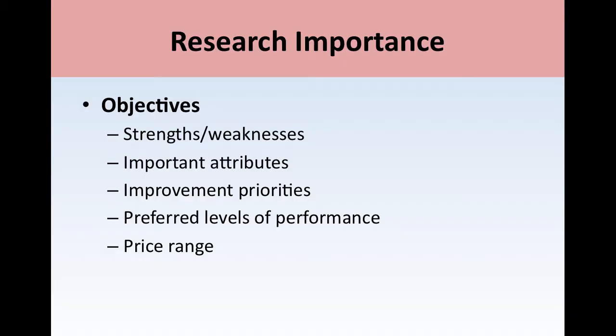Alright, so the research importance here, we have several objectives. We're trying to find the strengths and weaknesses that we're performing right now with the coupons, the important attributes of various coupons, where our improvement opportunities lie, the preferred levels of certain attributes, and then we're going to also find a price range, the specific level of discount that students prefer when they're using coupons.